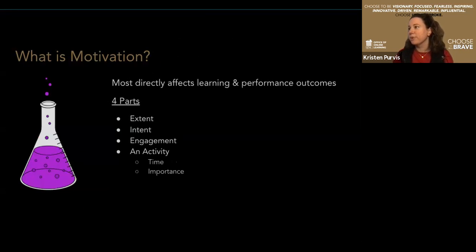Okay, so what is motivation? It most directly affects learning and performance outcomes, and it has four parts. The first part is extent, which is the magnitude of the intent, and it can vary from no motivation to high motivation. Next is intent, which often emanates from goals. Then is engagement, which is also known as active learning.